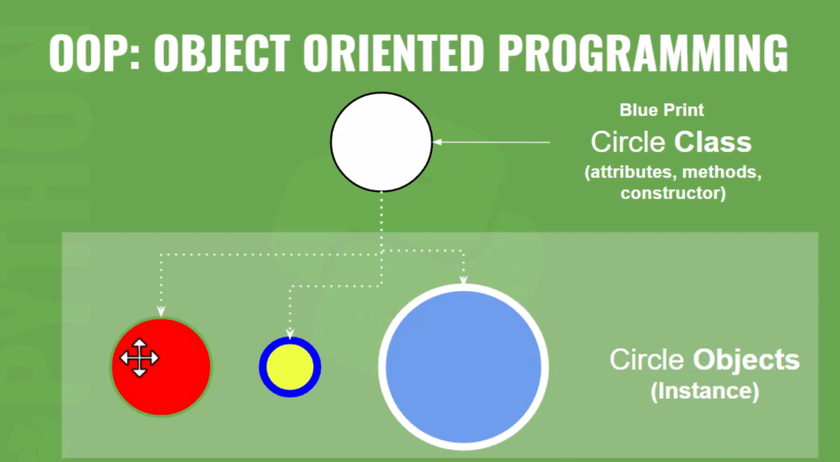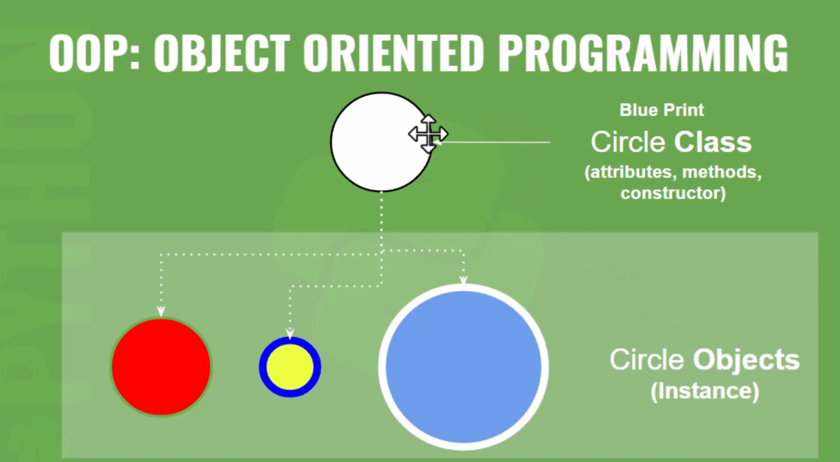Notice that they're all circles, but they have different attributes. This one is red with a green border. This one is yellow with a thicker blue border, and this one is a lighter blue with a white border. That's just the general idea of how object-oriented programming works. You have a class and you have objects. You can create these objects, and again, we can also call them instances.